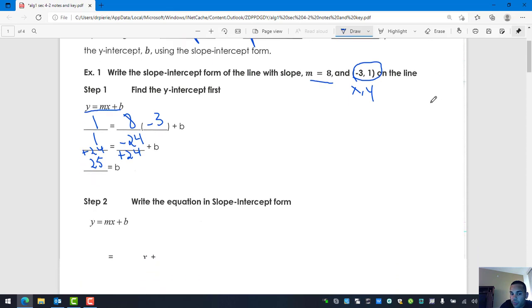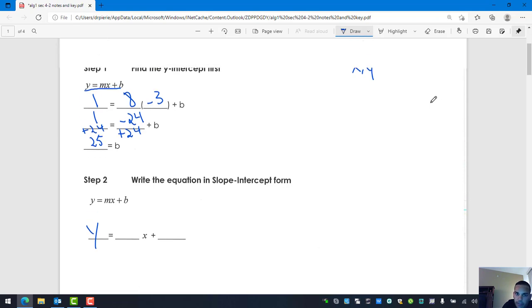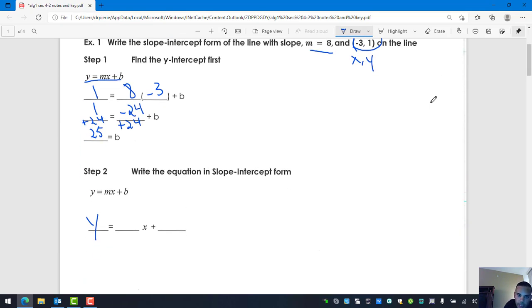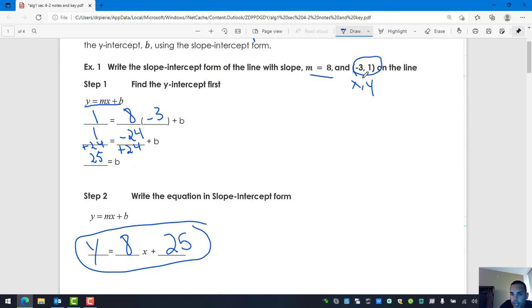So now I have enough information to write this thing in slope-intercept form. I can write it in the format y is equal to mx plus b. Okay, so if I'm trying to write this in this format, I still leave it as y on my left side equals mx plus b. What's my slope? My slope, they already gave it to me, is equal to 8, so I plug in 8 for m, 8 times x plus my y-intercept, and that's what I solved for up here, 8x plus 25. This right here is the slope-intercept form of this equation up here. It has a slope of 8 and it ultimately crosses the point -3, 1.